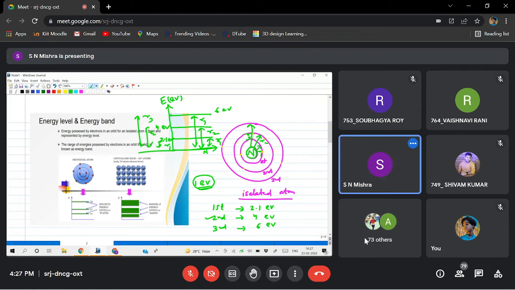So as the radius increases, or the number of orbits increases, we are moving far away from the nucleus. The nuclear force of attraction on these electrons is decreasing, though the energy of these electrons is increasing. And in other words, you can say these electrons are the most unstable.